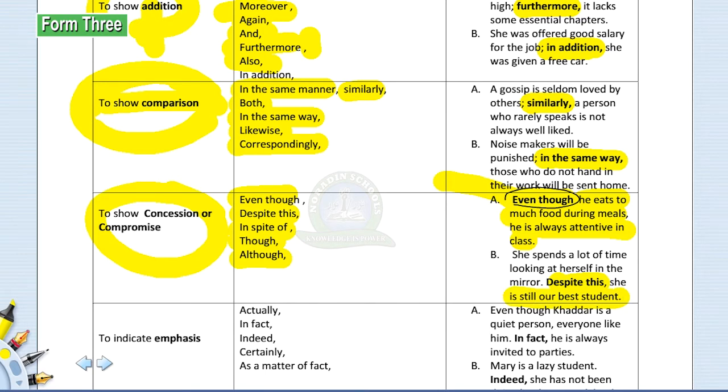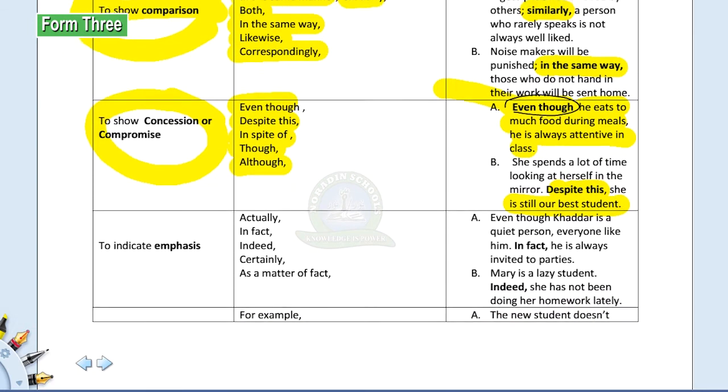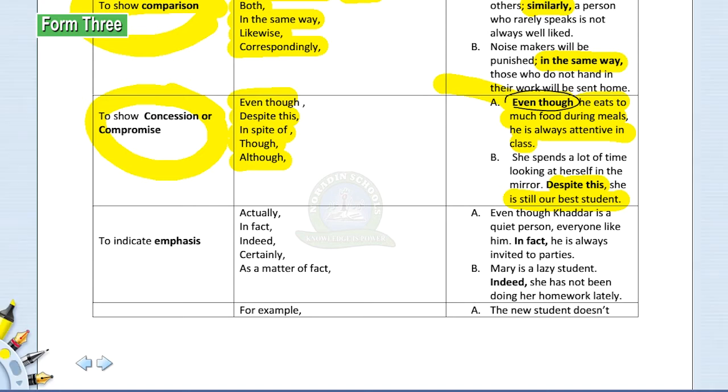Now let's go to this one. When you want to emphasize, you use these ones. To emphasize, you use these ones.